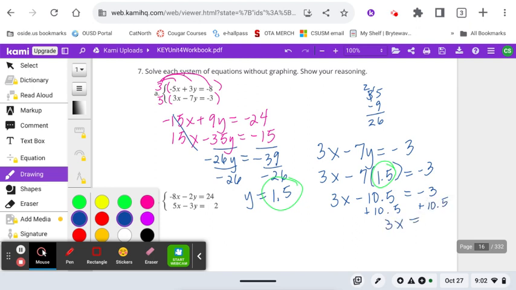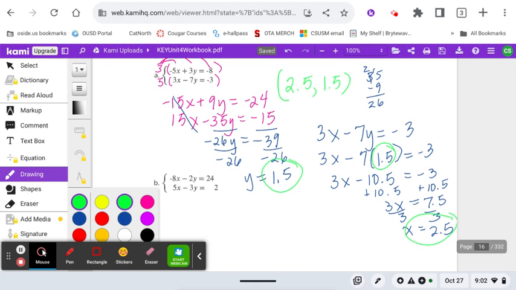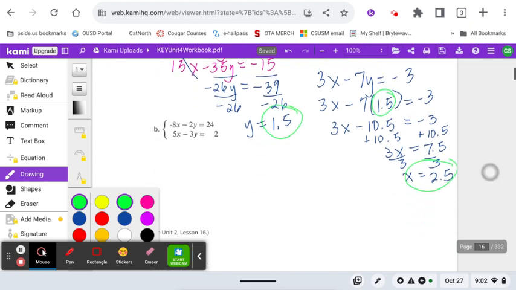How are you doing with this? Is this coming back to you? 10.5 minus 3 is 2.5. So I've got my x, I've got my y, and I'm going to go put that answer together. 2.5 comma 1.5 is the solution to my system. The solution to the system is the point of intersection. We got a one solution.